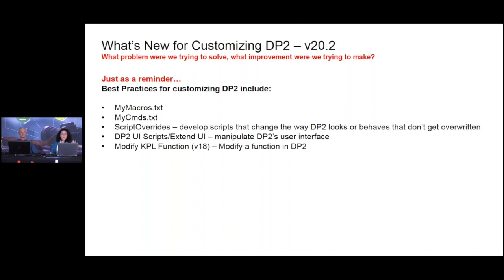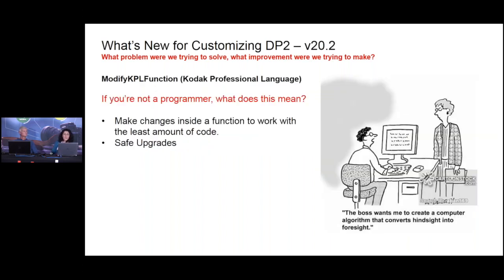So if there's a particular area of the user interface, or a table where you want to put a button, or you want something to behave in a particular way, we've created the framework for you to be able to do that. So those are the 4 existing and standing. ModifyKPLFunction, to modify a function in DP2, was introduced in version 18, and that was 2 years ago now. There was a basic set of those included in there.